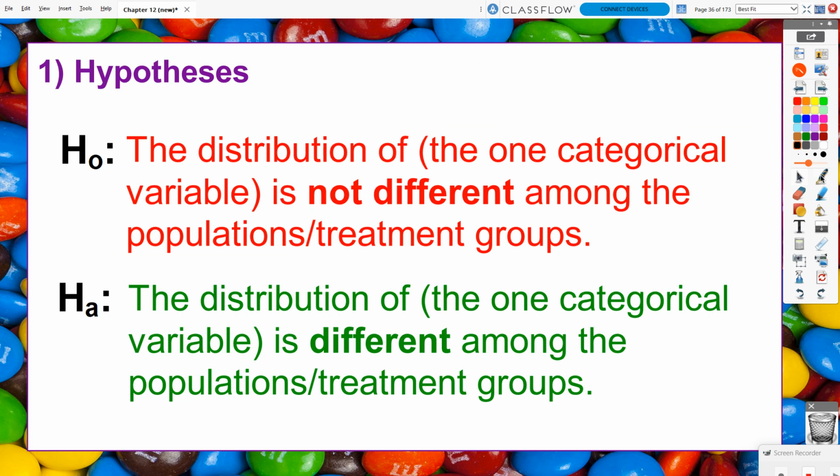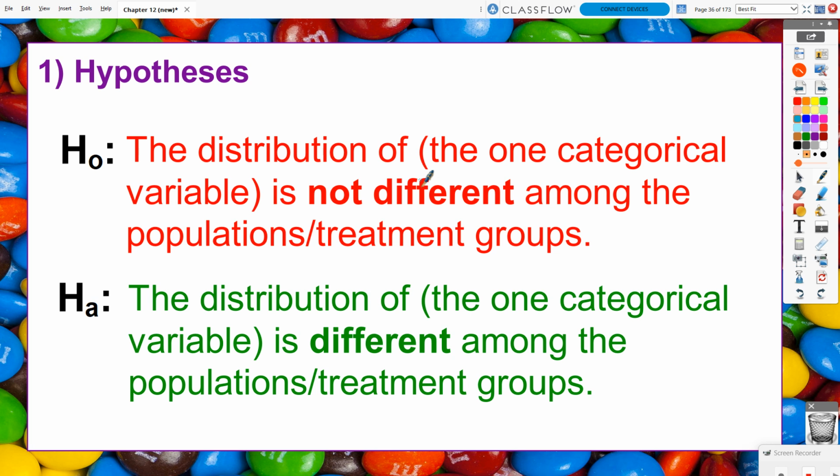Now, what do the hypotheses in general look like for a test of homogeneity? So we're looking at the distribution of whatever our one categorical variable is not different among our populations or our treatment groups. It depends on what the problem is set up to be here. Versus alternatively, the distribution of that one categorical variable is different among the populations or among the treatment groups.